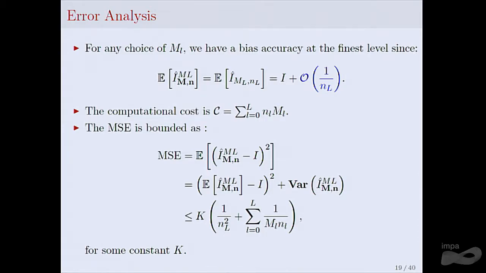Now you can look at the mean squared error. You still have the bias here, which you cannot do anything about, so it's of order 1 over NL squared. And then the variance is upper bounded by this quantity here.